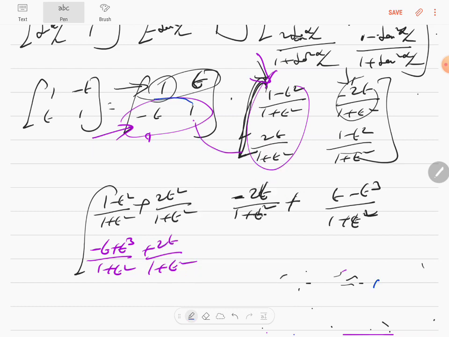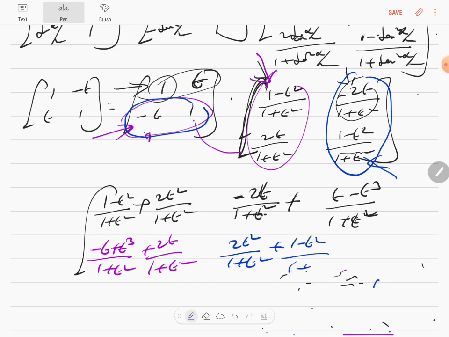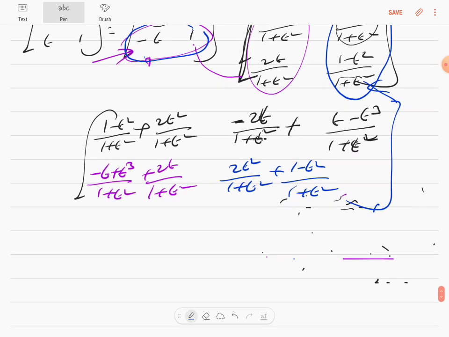Next is second row, second column. Let me do it in different colors. Second row, second column. So this will become minus t with the 2t will become plus 2t square by 1 plus t square, and a 1 with this one will be just the same, 1 minus t square by 1 plus t square. Like this you slowly multiply first row, first column, first row, second column, second row, first column, second row, second column. Then try to solve it.